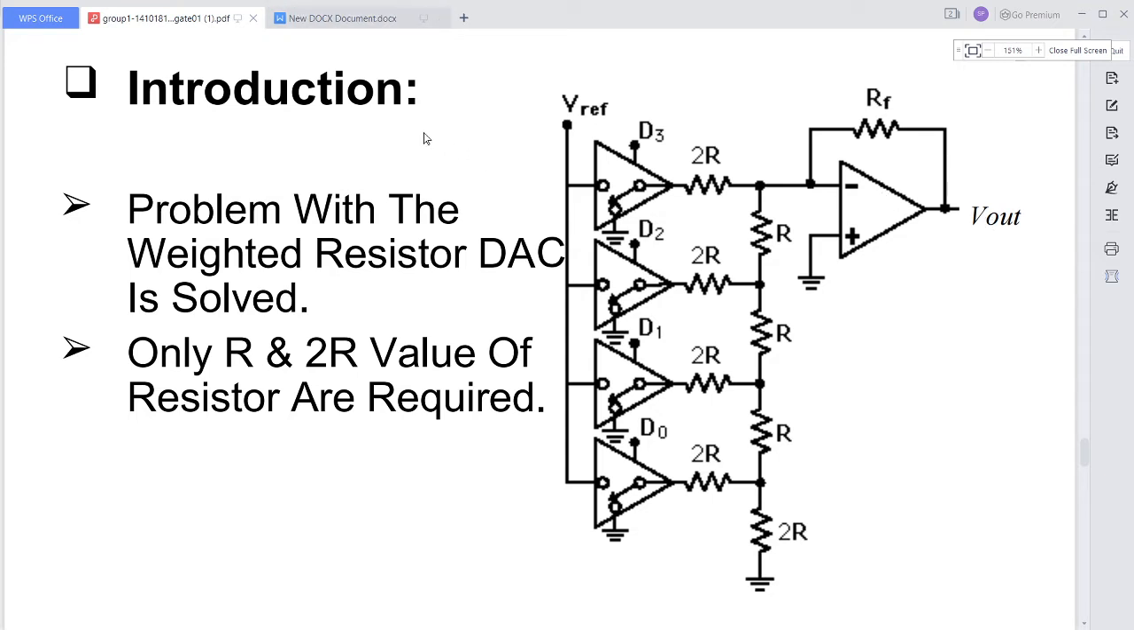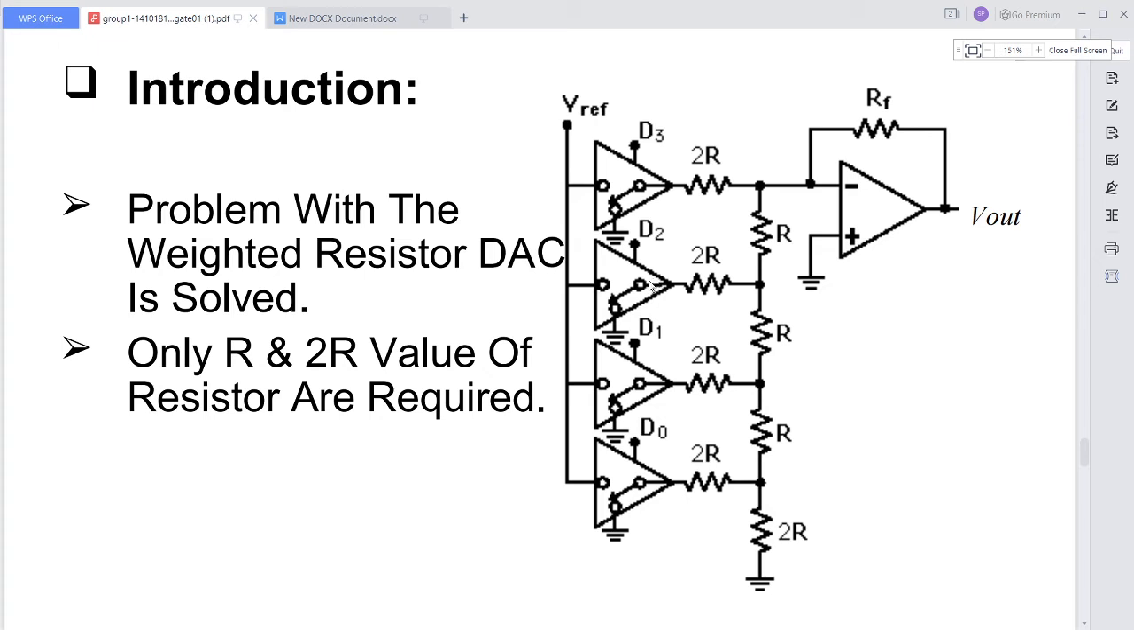So now I am going with the block diagram or the circuit diagram of the R to 2R ladder type digital to analog converter. This R to 2R ladder DAC uses only two resistor values, that are R and 2R. These resistors are connected in the form of a ladder, see this one, so that we can call it an R to 2R ladder type DAC.